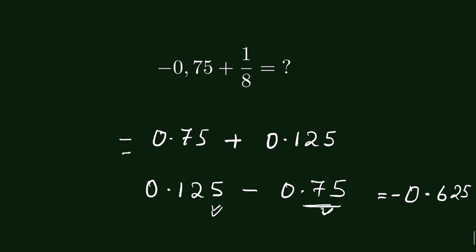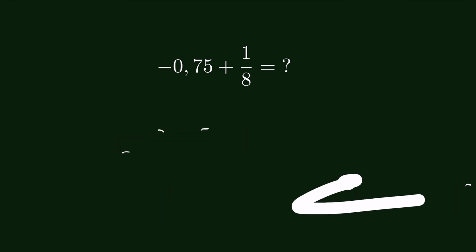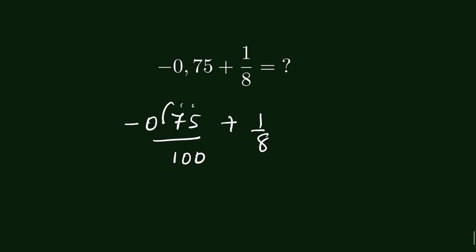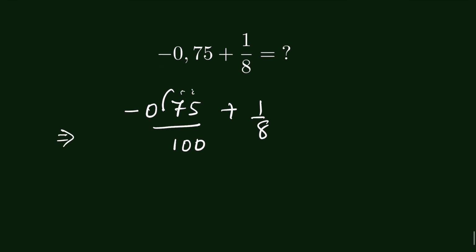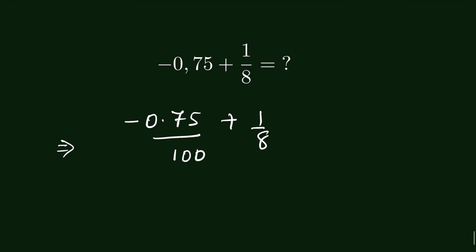Now another method is we convert the decimal into fraction. So minus 0.75 plus 1 upon 8, we convert it into fraction. It will be minus 75 upon 100. Remove the decimal and count the digits after decimal. 2 digits after decimal, so it is upon 100. Now to add or subtract a fraction, we need a common denominator. So let's first reduce this fraction.